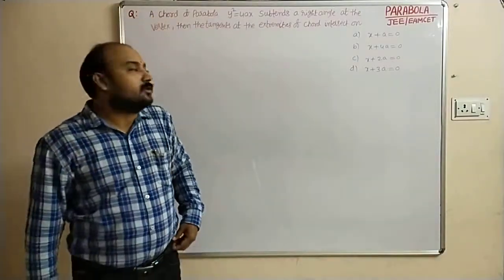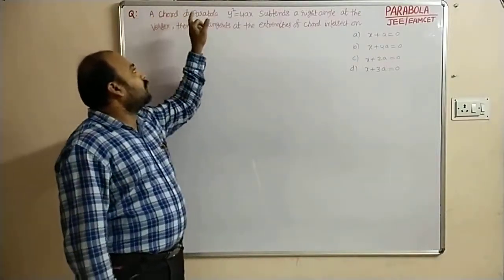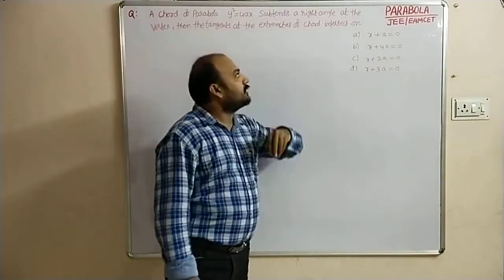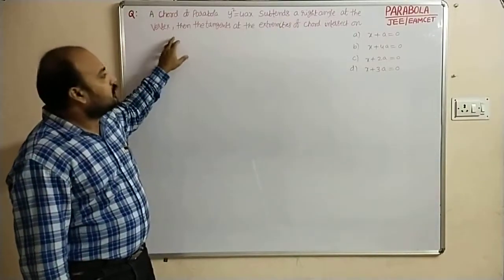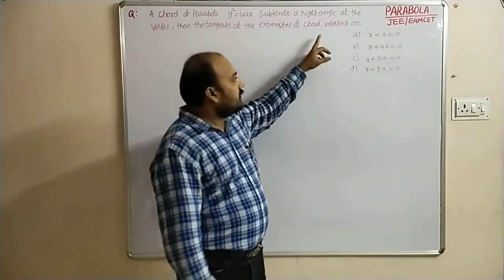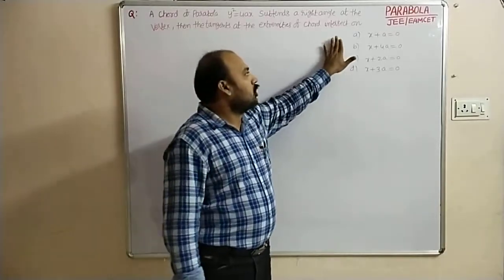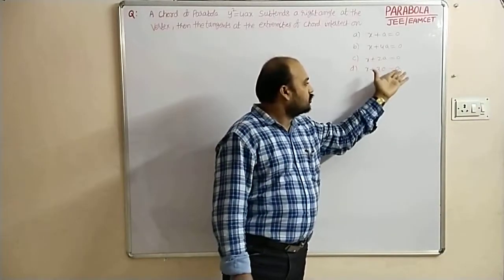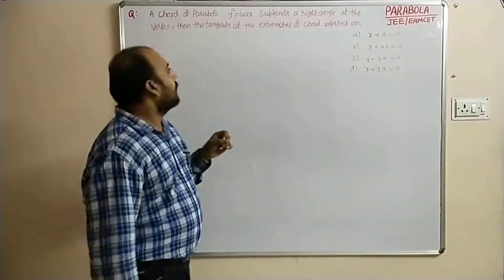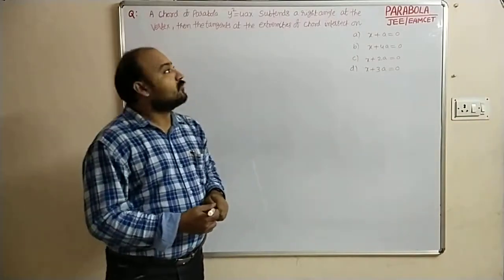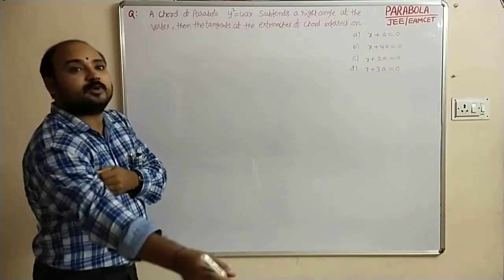The next question: a chord of parabola y square equal to 4x subtends a right angle at the vertex, then the tangents at the extremities of the chord intersect on, these are the options: x plus a equal to 0, x plus 4a equal to 0, x plus 2a equal to 0, x plus 3a equal to 0. A chord of parabola y square equal to 4x subtends a right angle at the vertex.